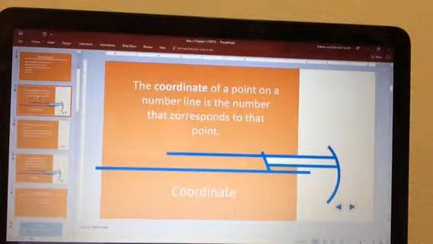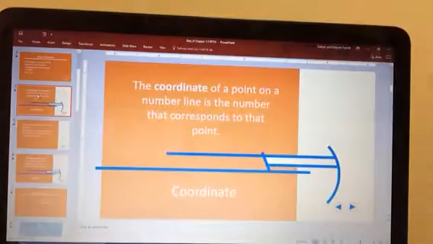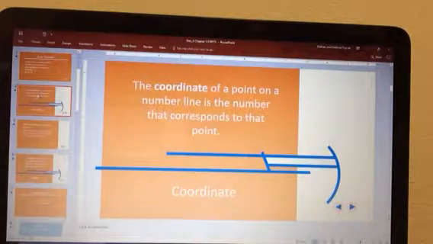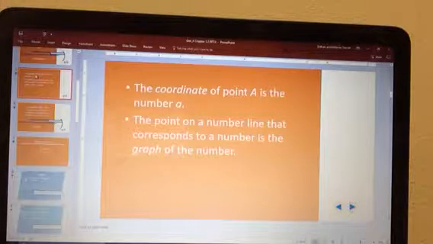Now, the coordinate of a point on a number line is the number that corresponds to that point. That's simple. Above the dash on my number line, there will be a number, 2. That's the coordinate of that point on the number line. The coordinate of point A is the number A. The point on the number line that corresponds to a number is the graph of the number.